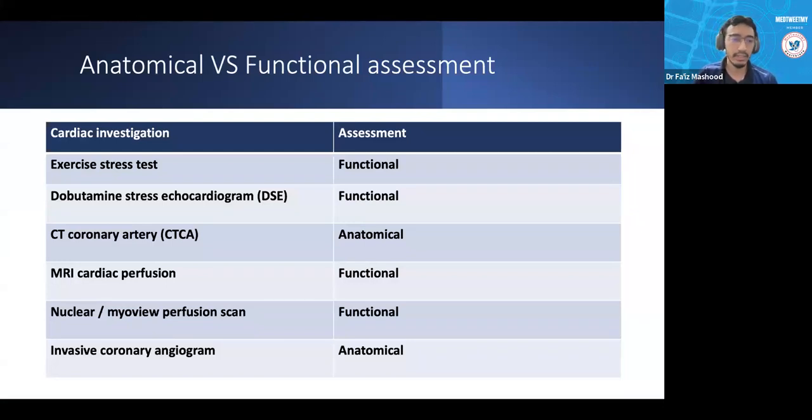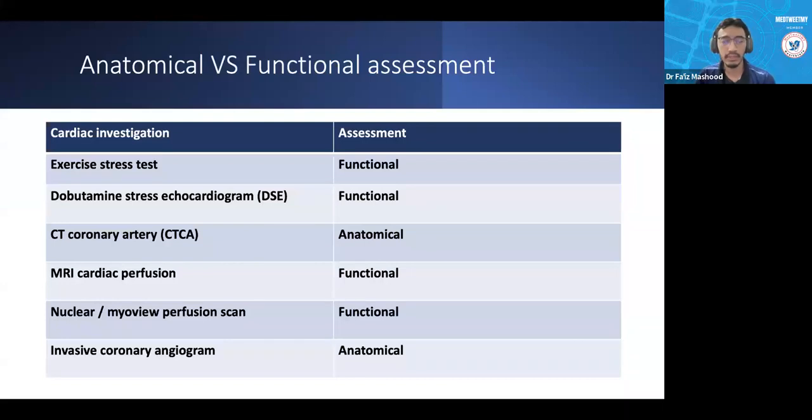So for example, in the case of a CTCA and even invasive coronary angiogram, we will push contrast and we can visualize the RCA, the LAD, and the left circumflex and the branches as well. And from there, we'll decide whether this is just a mild plaque disease or a significant stenosis, more than 50% up to 99%, all right?